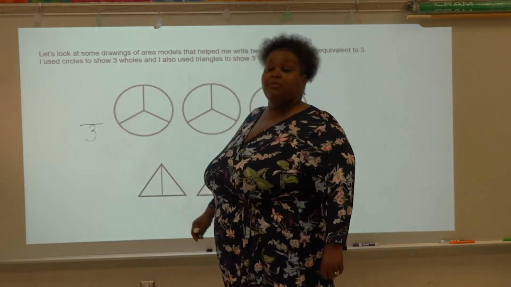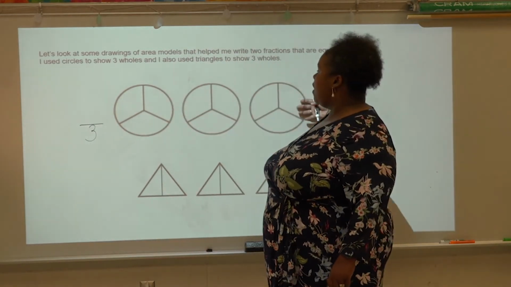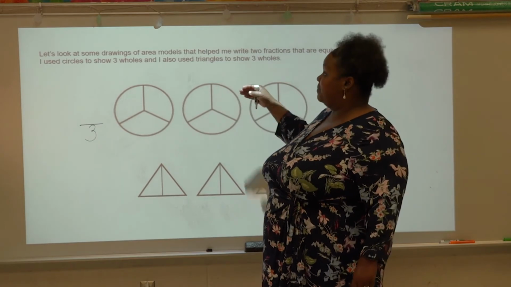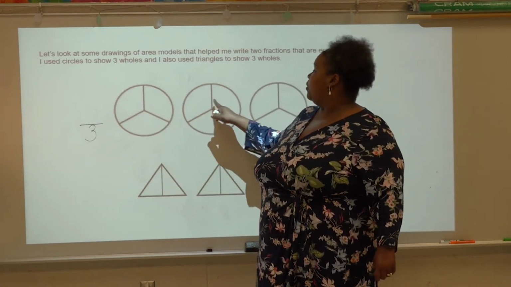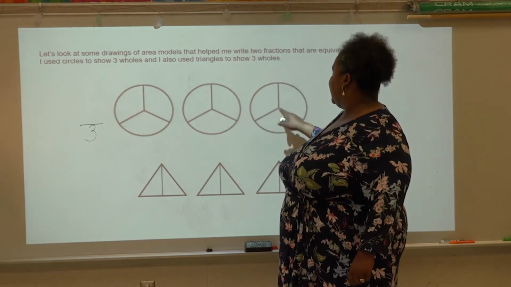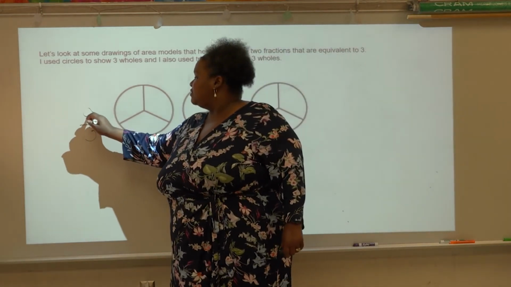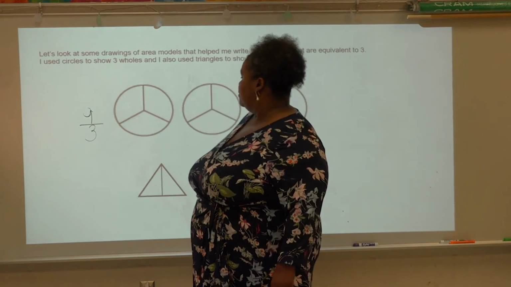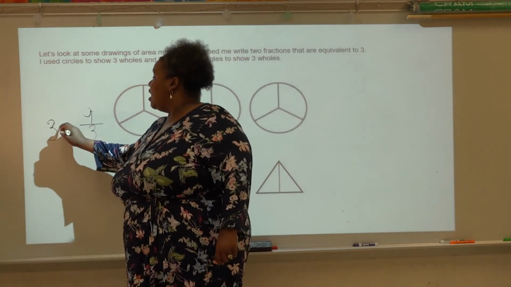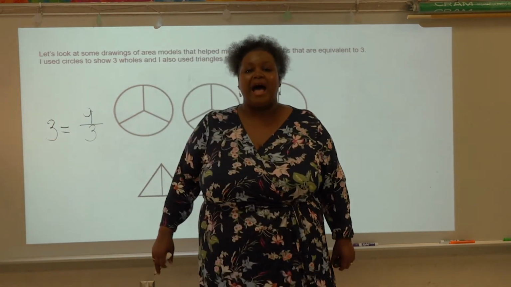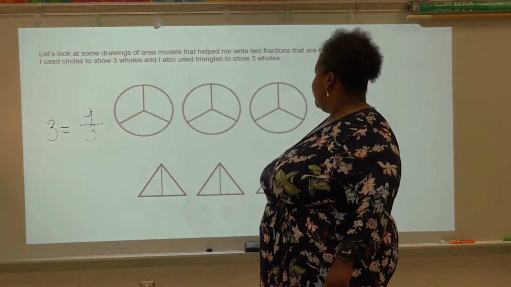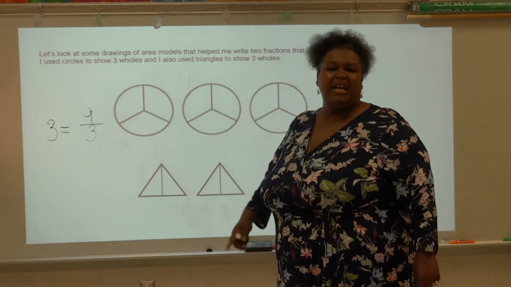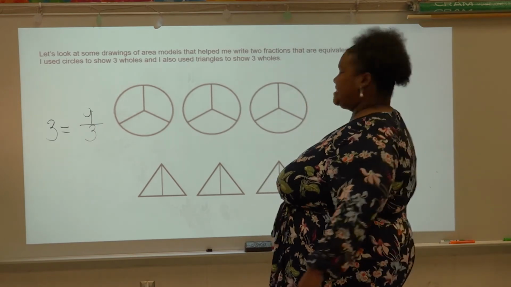To find my numerator, I have to count all the whole pieces, or all the pieces that make the whole. 1, 2, 3, 4, 5, 6, 7, 8, 9. So 3 whole is equal to 9/3. 9/3. I want you to try the same with the triangle, giving you about 15 seconds.